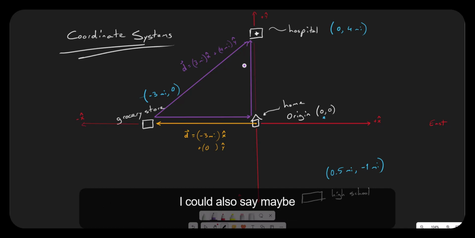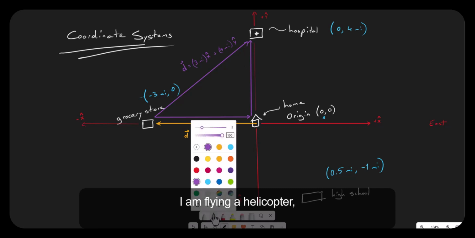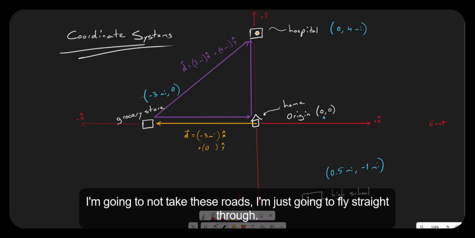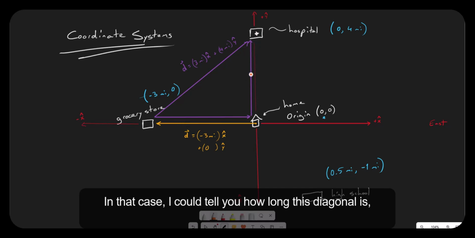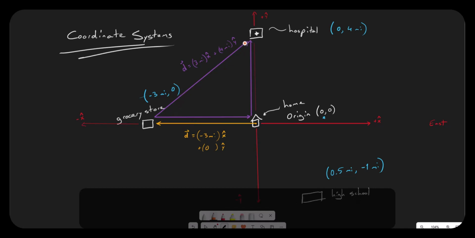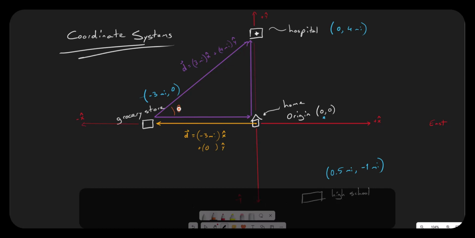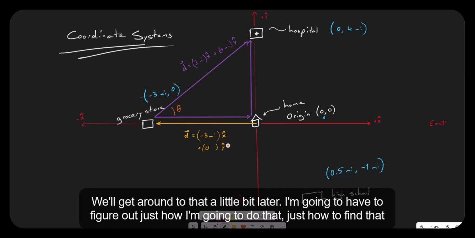I could also say maybe I am flying a helicopter and I am passing right over the grocery store. I'm not going to take these roads, I'm just going to fly straight through. In that case, I could tell you how long this diagonal is, and I could tell you the angle inside this triangle. We'll get around to that a little bit later.